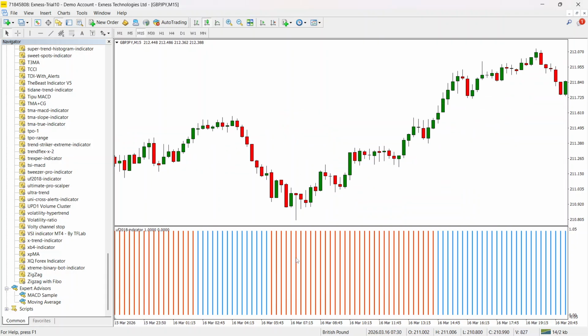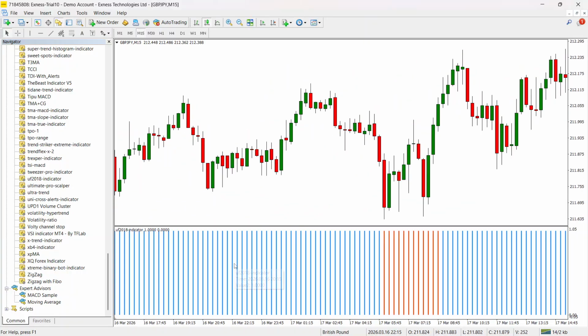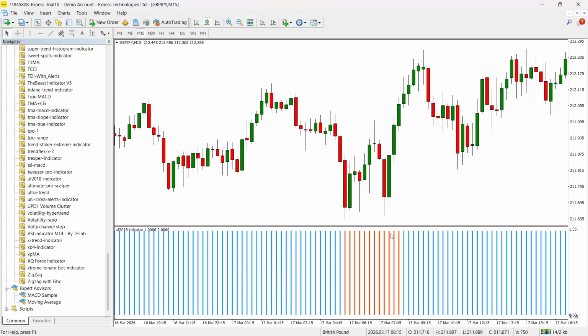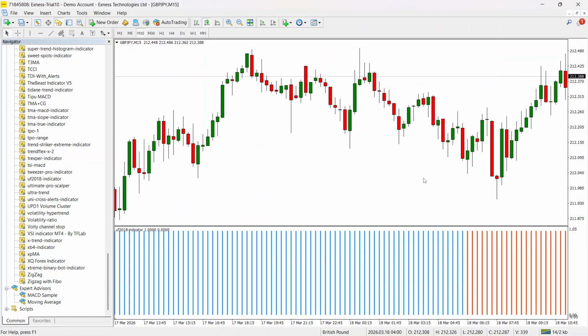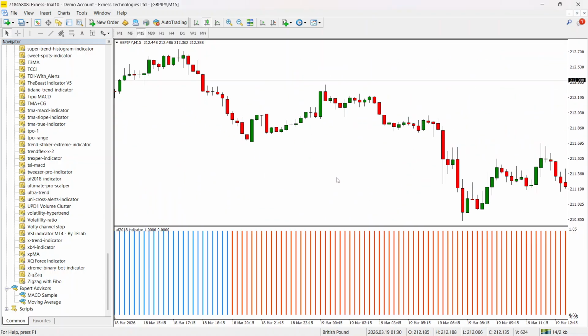Blue bars, as we can see here, represent one side of the trend condition, while red bars represent the opposite side. Now, if you might be wondering, the blue bars represent bullish trend, with the red bars representing bearish trend.